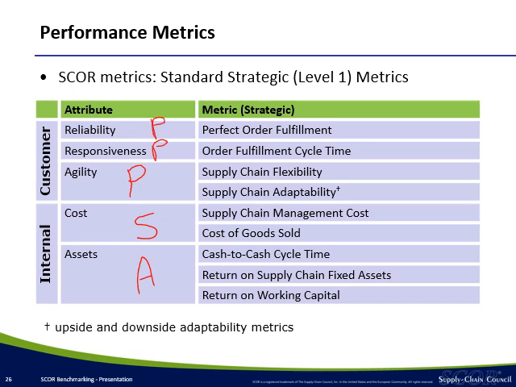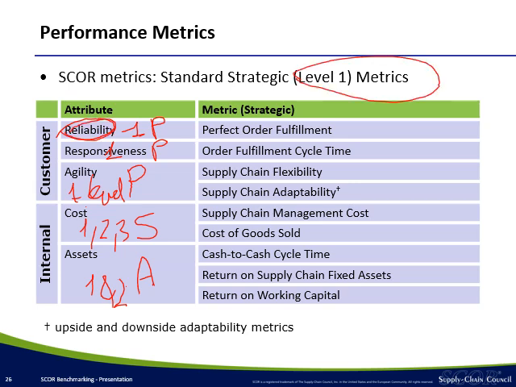So for this one, you need to measure level 1 and 2. For this one, you need to measure level 1, 2, and 3. For this one, we need to measure level 1, with this level 1 and this level 1. What's level 1 for each of these? This is level 1. So for reliability, you need to measure perfect order fulfillment. For responsiveness, you need to measure order fulfillment cycle time. For agility, you need to measure level 1. In that case, they have 2 measures for level 1. You need to measure supply chain flexibility and supply chain adaptability.